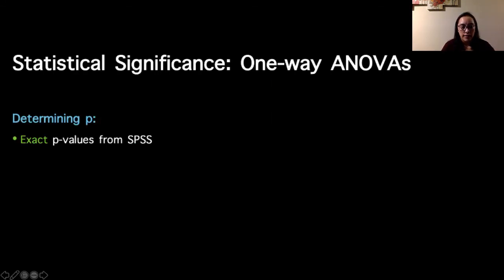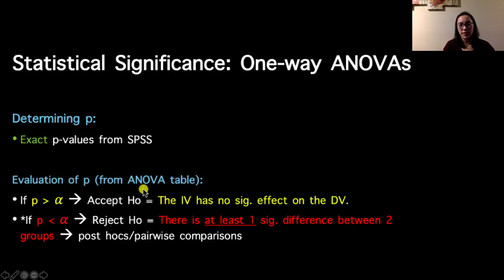As far as determining if we have statistical significance, we're just going to focus on exact p-values that are provided to us in SPSS. And these are going to be from the ANOVA table, assuming that we've met our assumption of homogeneity of variance. If not, again, we would look at the Welch statistic, but the interpretation of that is going to be the same as from our ANOVA table.